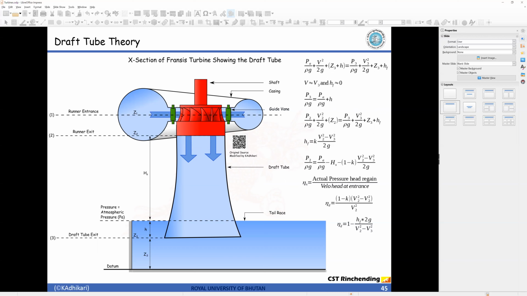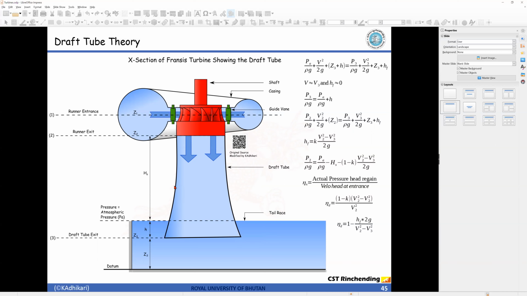After it does some work on the runner, it comes out from this portion, right, at the exit. Since it is the mixed flow type, it enters radially and comes out axially. To connect the exit of the runner to the tail race, there is a tube, that is the draft tube.